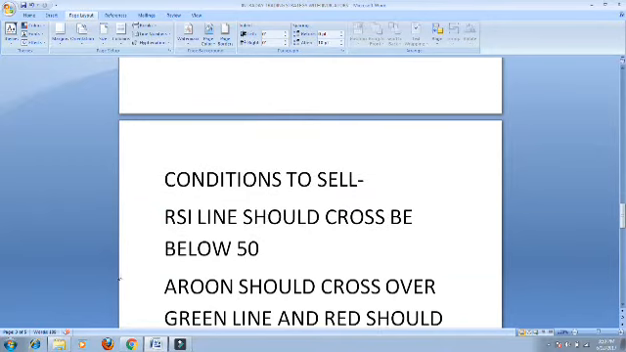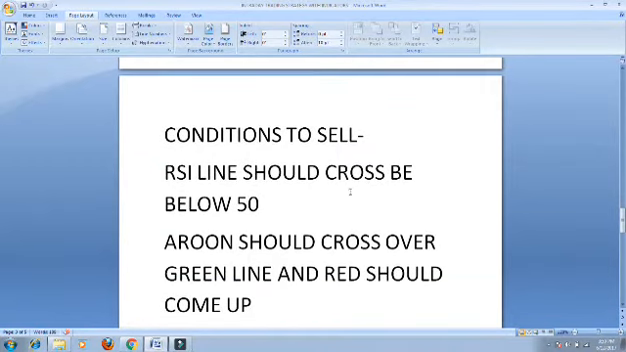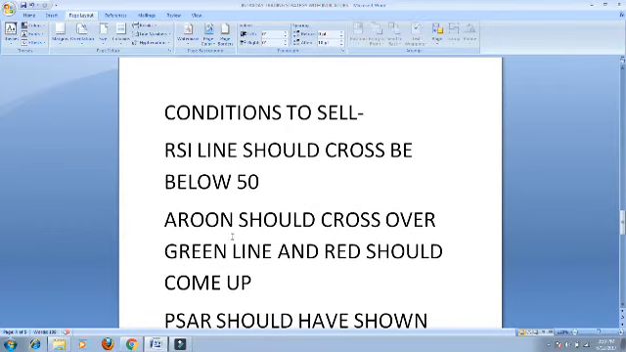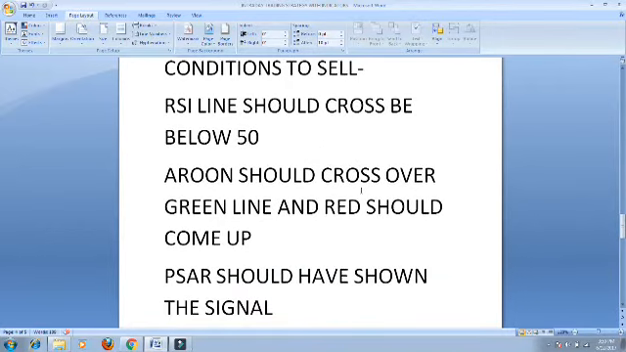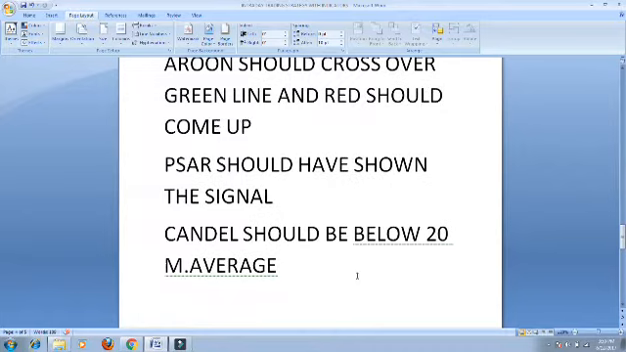The condition to sell is the opposite. That is, RSI should be crossing below the 50 line that we draw, and Aroon should cross over, the green line should go down and the red should come up, and SAR should have given the signal to sell, that is above the candle, and the candle should be formed below the 20 moving average.